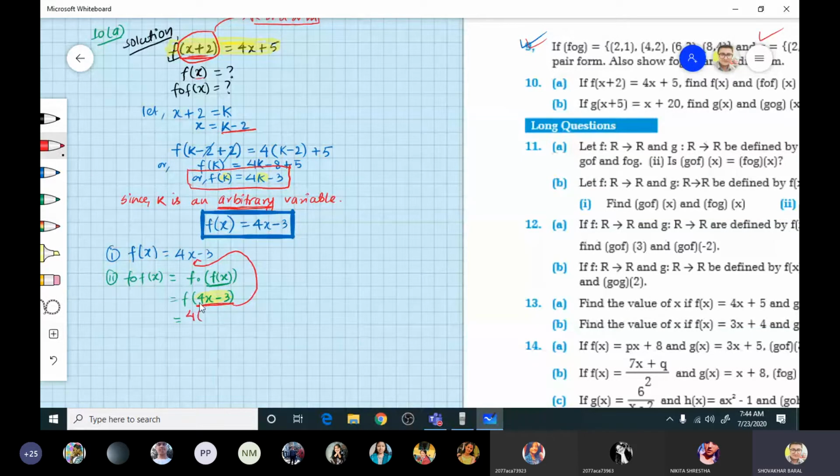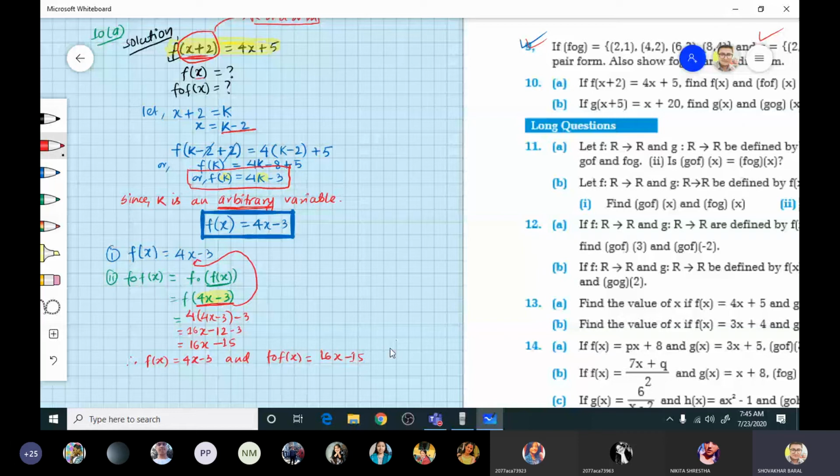So it will be 4 times, replacing x, 4x minus 3, minus 3. It will be equal to 4 times 4 is 16, so it will be 16x minus 12 minus 3. Can you simplify it further? It will be 15. Okay, therefore f of x equals 4x minus 3. Let's write the conclusion: f composite f of x is equal to 16x minus 15. This is your solution. This is the required answer.